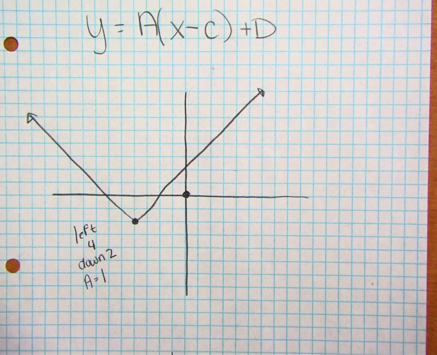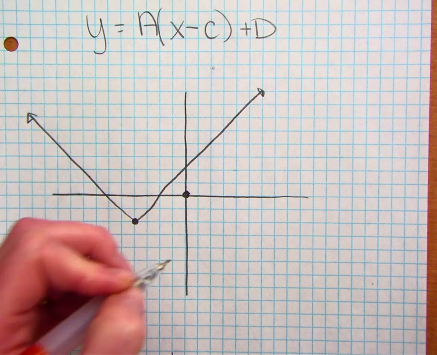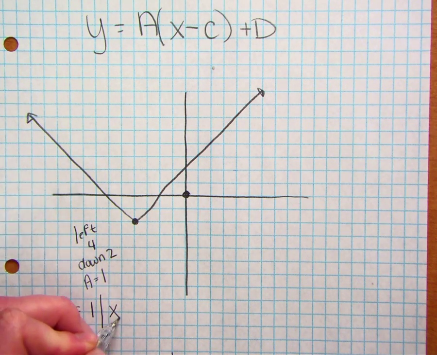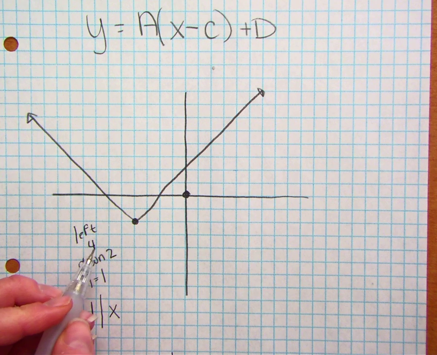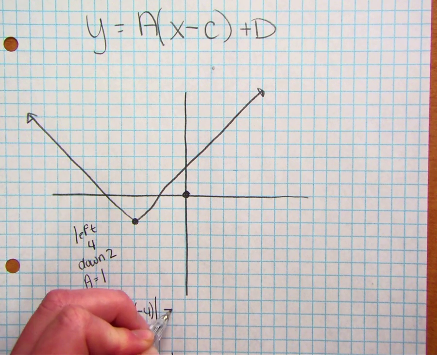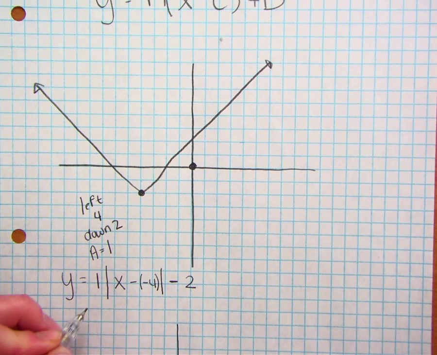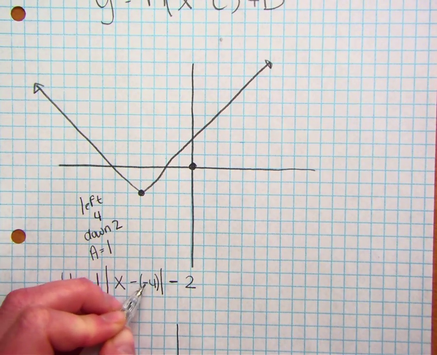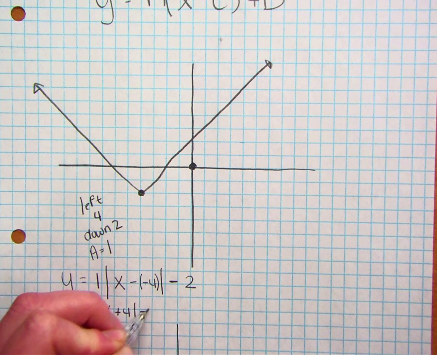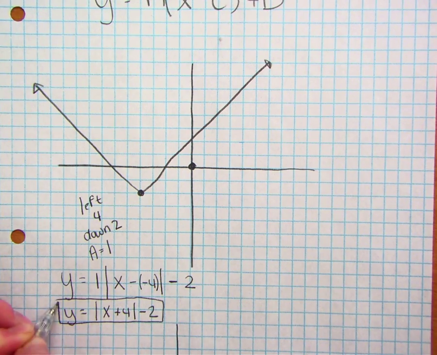So now I can write my function by filling in y equals, A is 1, then we have the absolute value, because this is an absolute value graph, of x. If it's going left 4, then we're minusing a negative 4, and then down 2 is minus 2. To simplify that, we don't need to write the 1, so we can just write y equals absolute value of x, minus a negative is plus 4, and then minus 2. And then we get our equation that, if we were to graph it, would give us this graph.